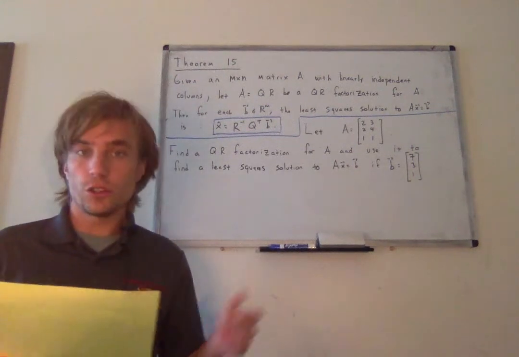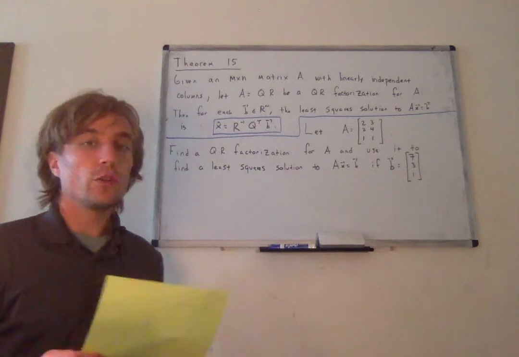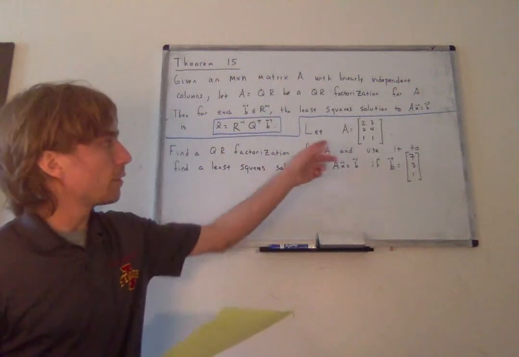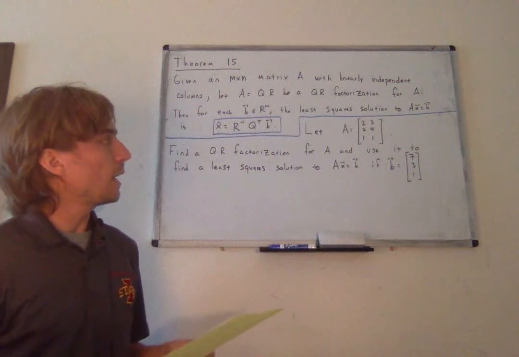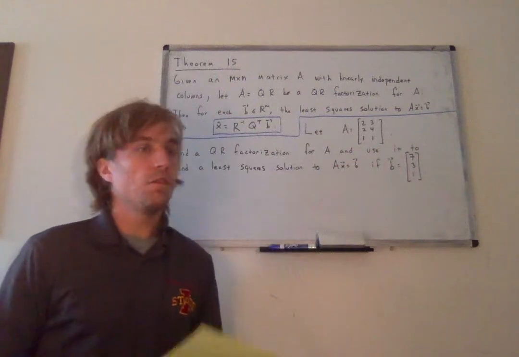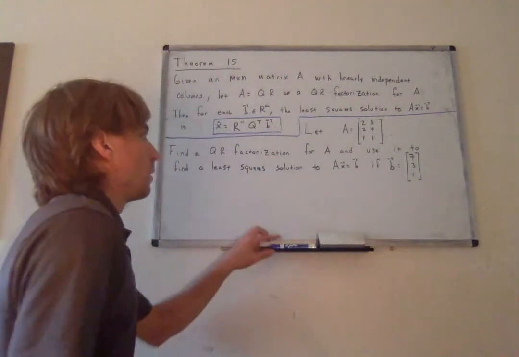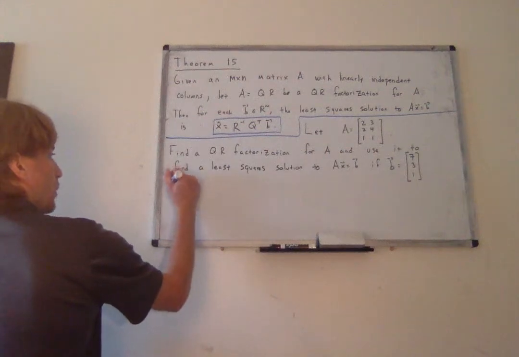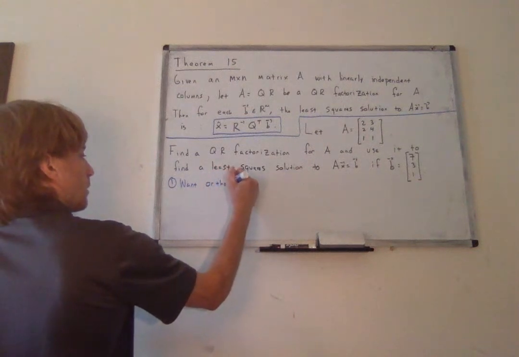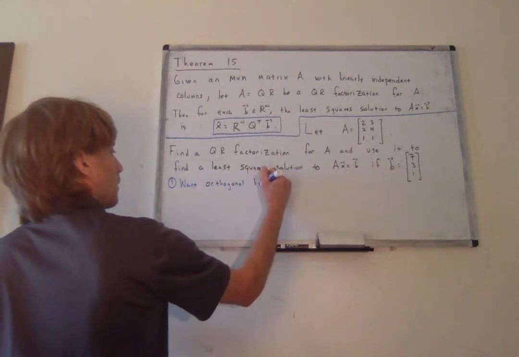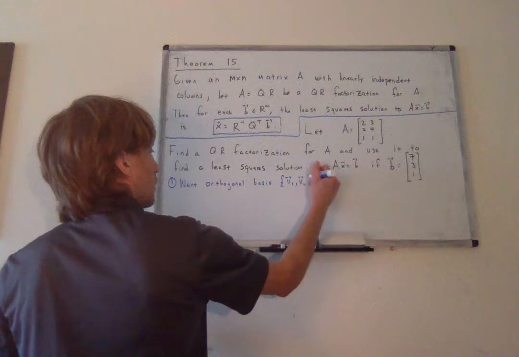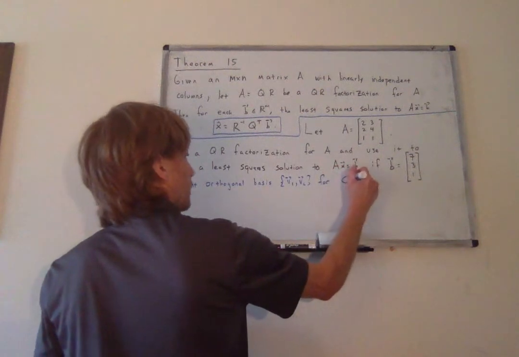But I figured it couldn't hurt to get one more practice problem doing a QR factorization. So to finish this video, we're going to work through this last problem where we find a QR factorization of A, and we're going to use it to find a least squares solution to the matrix equation AX equals B, if B is the following vector. For the QR factorization, the first thing we want is an orthogonal basis V1, V2 for the column space of A.